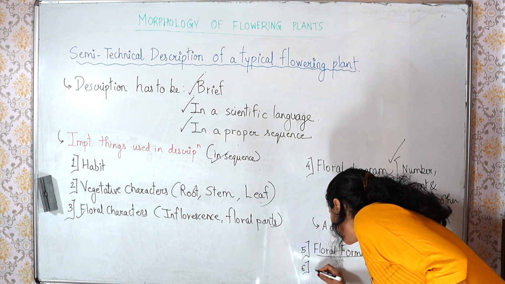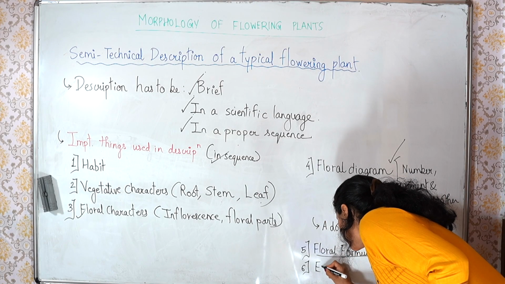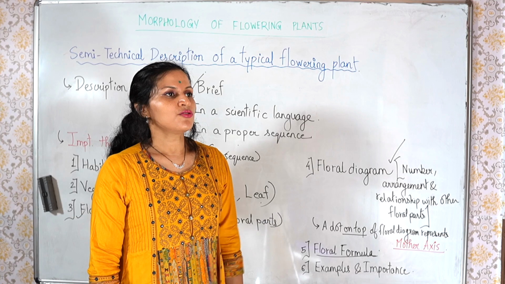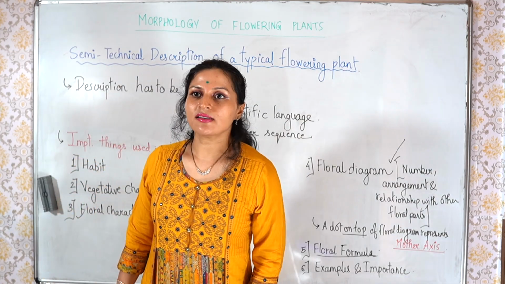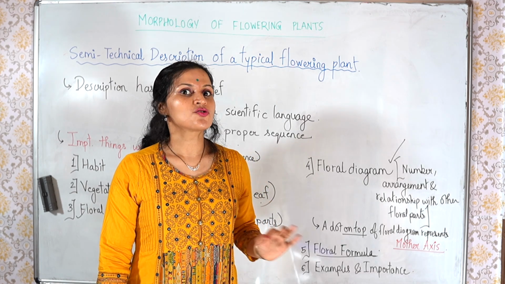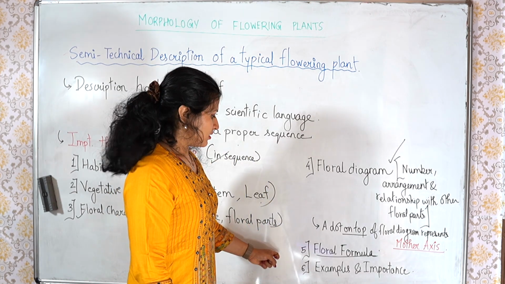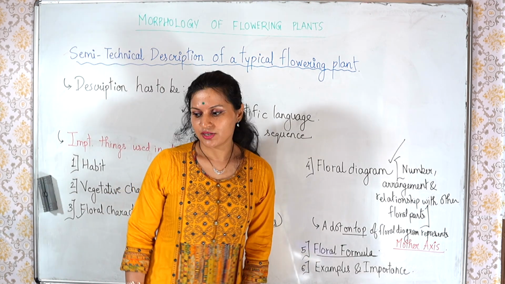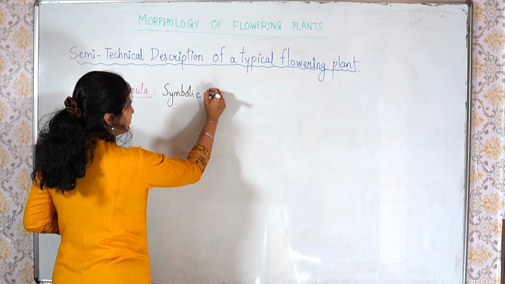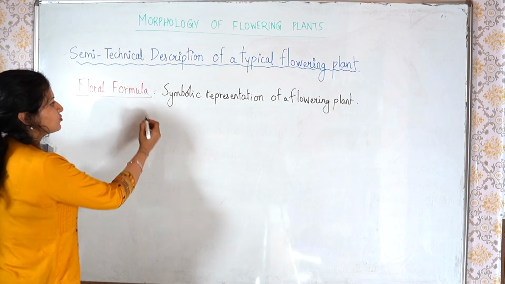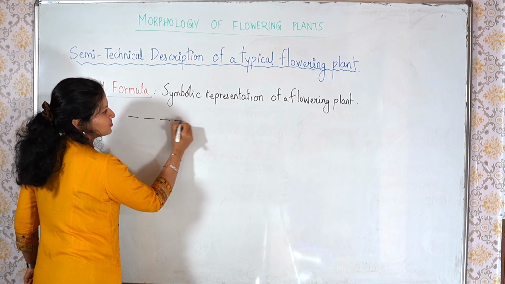And the last thing that is cited in the description is examples and importance. Through NCERT, we are going to describe two plant families, and the two families are the Brassicaceae family and the Solanaceae family. Before that, we will see how the floral formula is written. Floral formula, you can define this as the symbolic representation of a flowering plant. So there will be a set of 6 to 7 symbols.